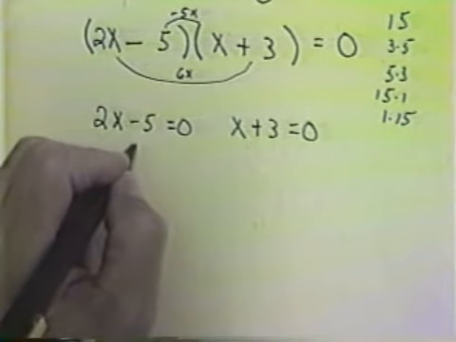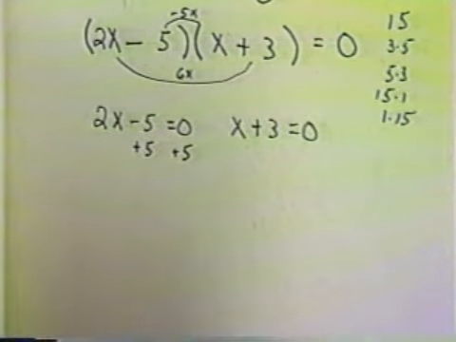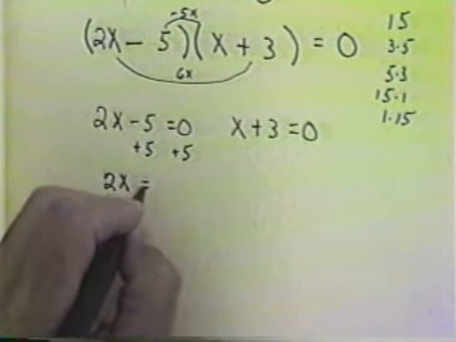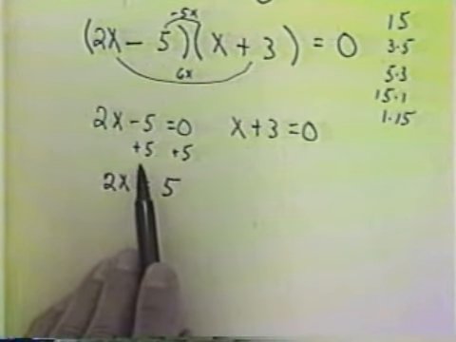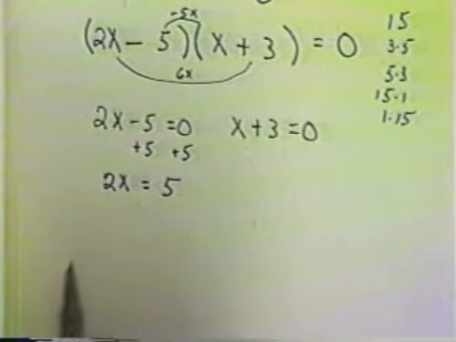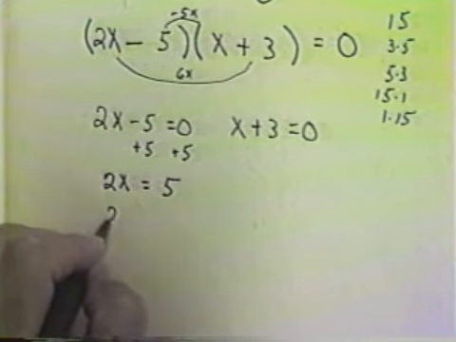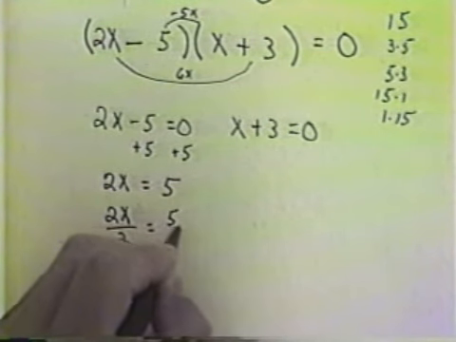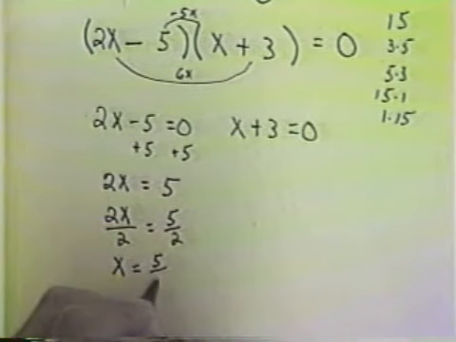So what I need to do here is to add 5 to both sides, which gives me 2x is equal to 5. A negative 5 plus 5 adds to 0. 2x plus 0 is 2x. 0 plus 5 is 5. Now to get 2 by itself, I need to divide by 2. So I can say 2x divided by 2 is equal to 5 divided by 2, or x is 5/2.